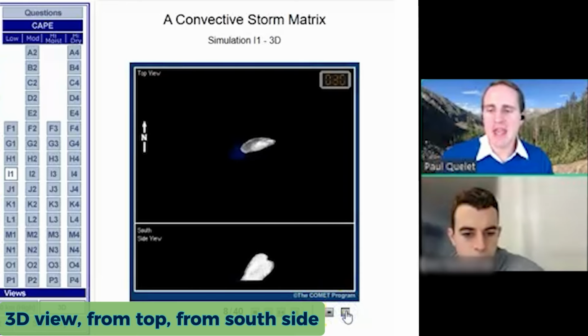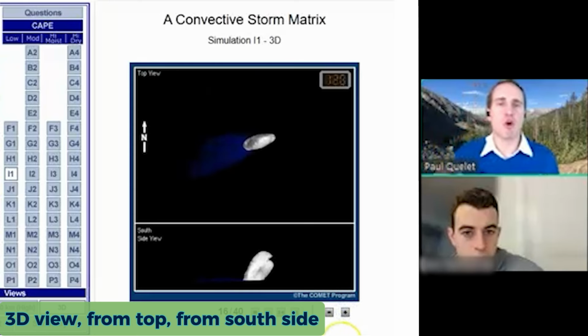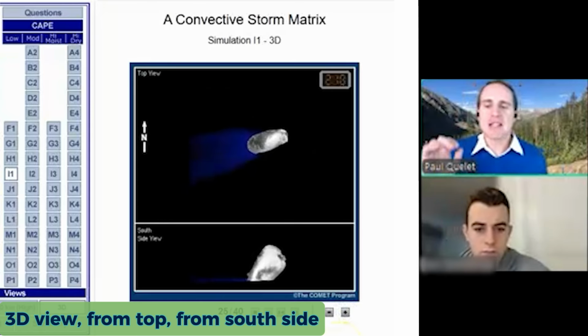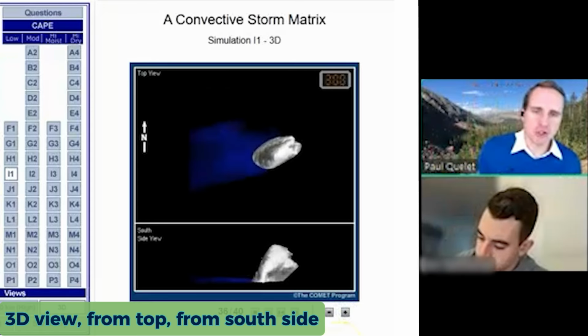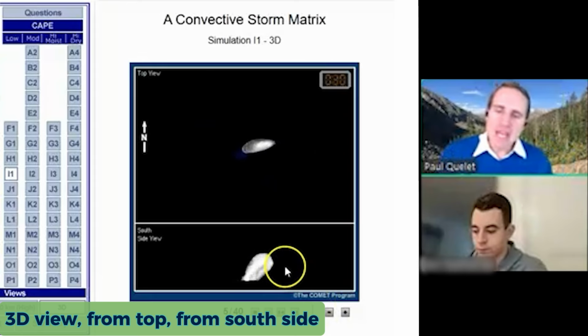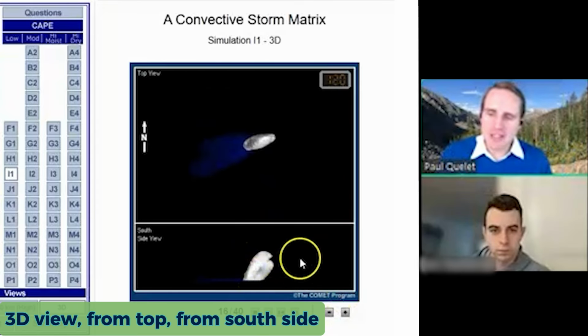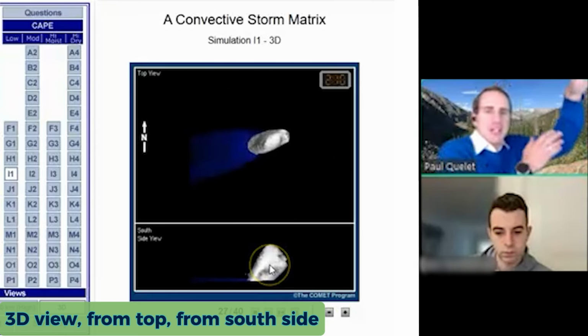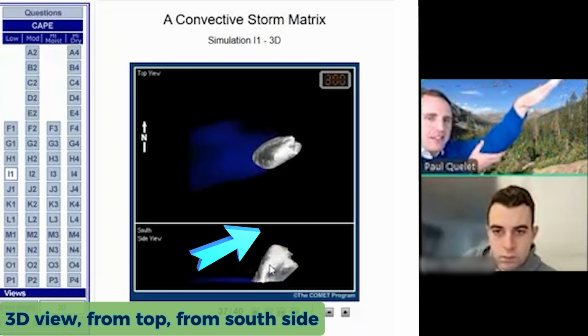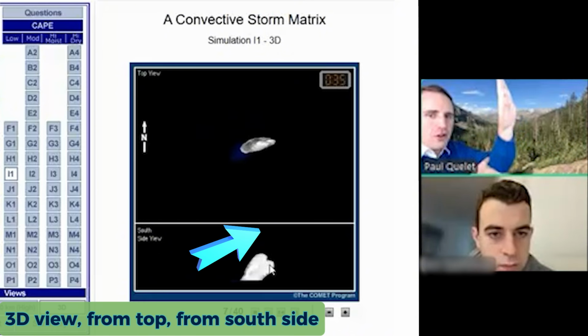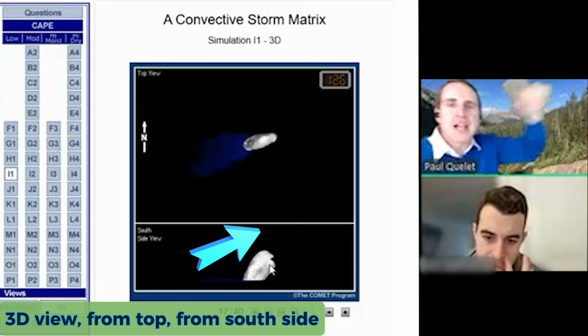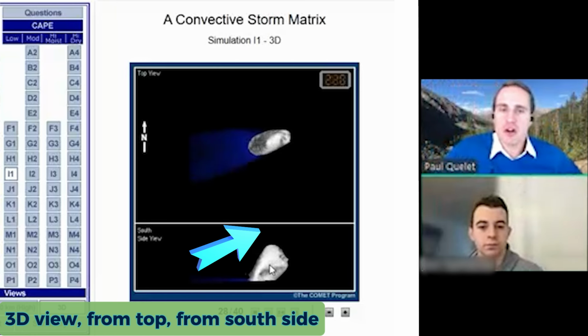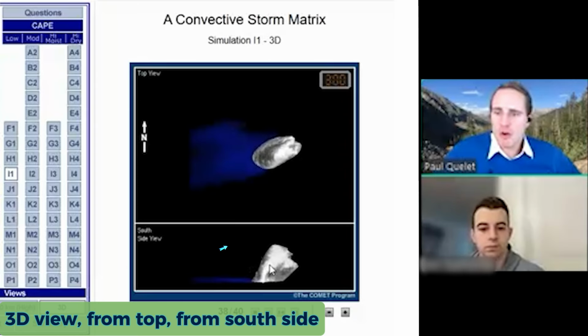So here's the deal. It's got two things slightly working against it. It's got basically too much shear. So take a look, this is actually good. Look at the south view. Look at this. You see that the updraft is a lot like this? It's not very vertical. You see how it's leaning over? That's because there's so much vertical wind shear. It's tilting the storm over.